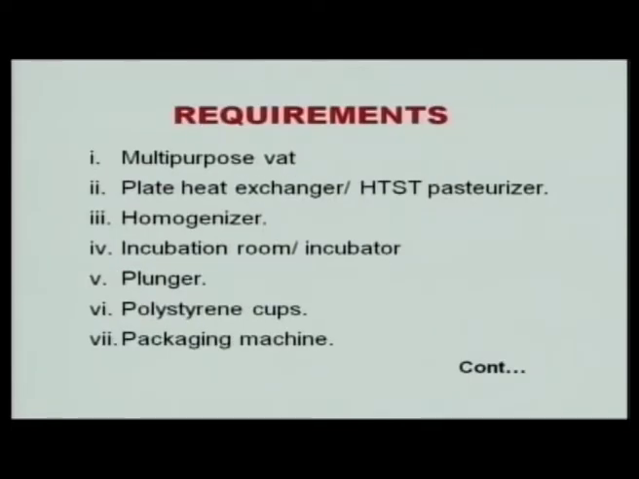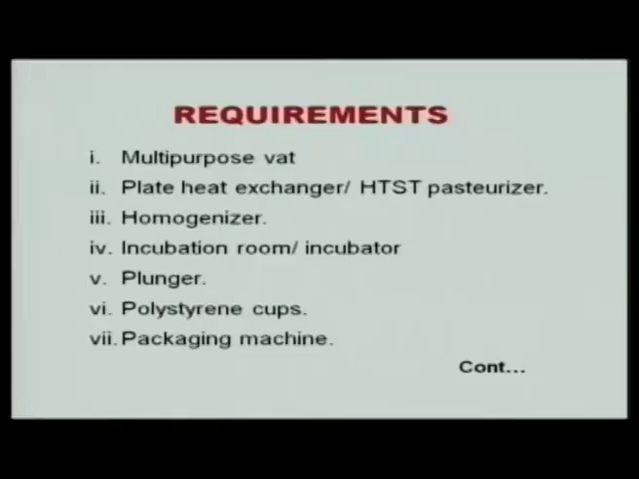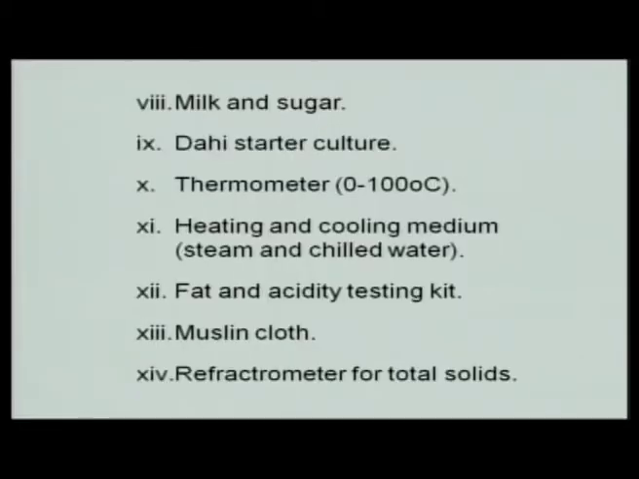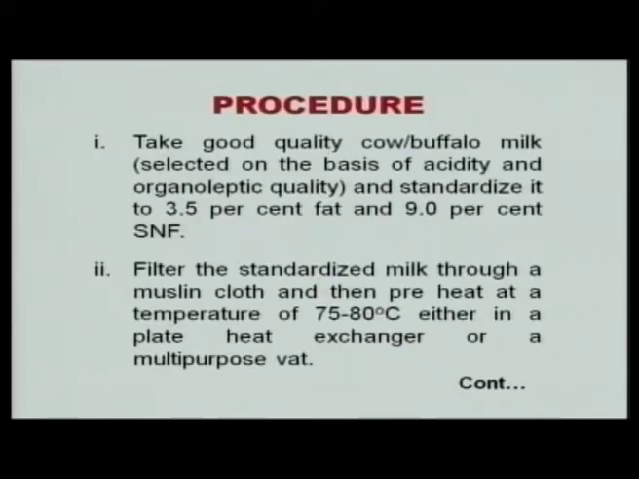Now, let us see the requirements. Equipment like multipurpose vat, plate heat exchanger, homogenizer, incubation room, plunger, polystyrene cups and packaging machines are required. Then milk and sugar, the starter culture, thermometer, and steam and chilled water, fat and acidity testing kit, then muslin cloth and refractometer for total solids. This is what is needed when you are working in the plant.